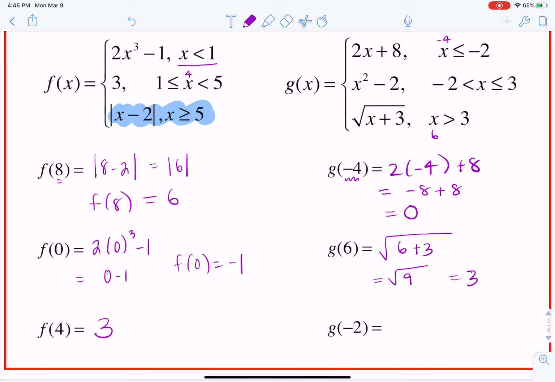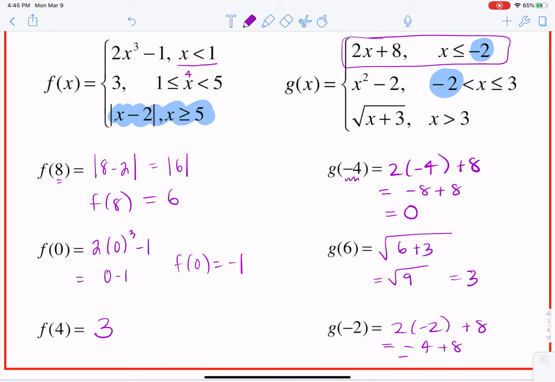And g of negative 2. I see negative 2 here, and I see negative 2 here. This is actually the piece that I will pick because x is less than or equal to negative 2. Negative 2 is equal to negative 2. So 2 times negative 2 plus 8 gives me negative 4 plus 8. So here I'm equal to 4.